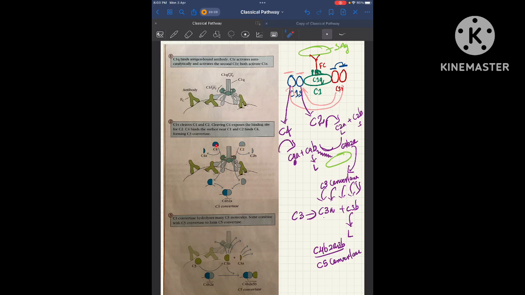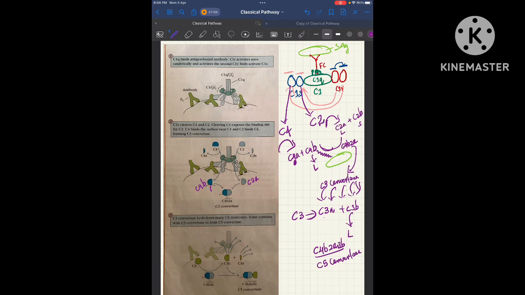Once it cleaves C4, it releases a smaller inhibitory subunit C4A, and it leads to the generation of a larger active subunit called C4B. C4B exposes its membrane binding region. With that, it attaches to the surface of the antigen. Similarly, if this C1S cleaves the other substrate C2, it releases the small inhibitory subunit C2B from C2, so it exposes the larger active subunit called C2A.